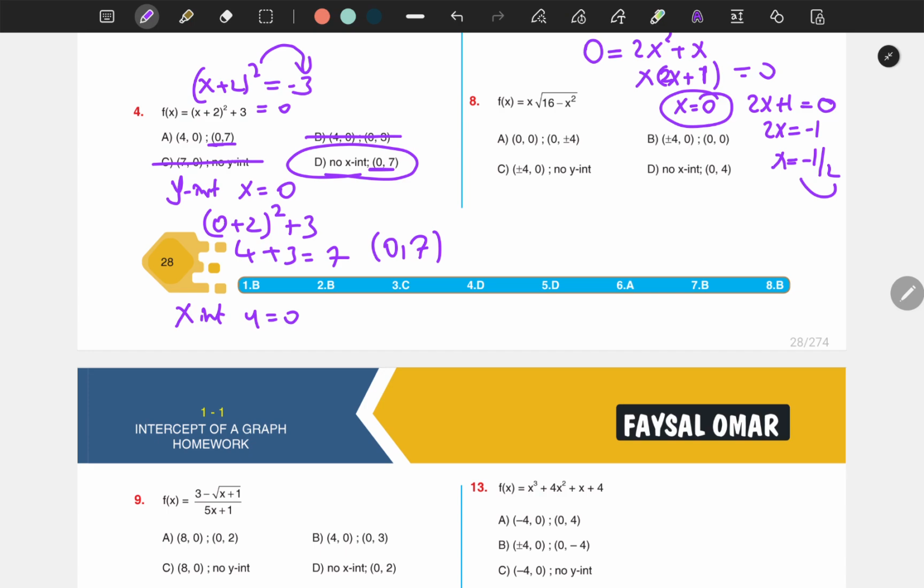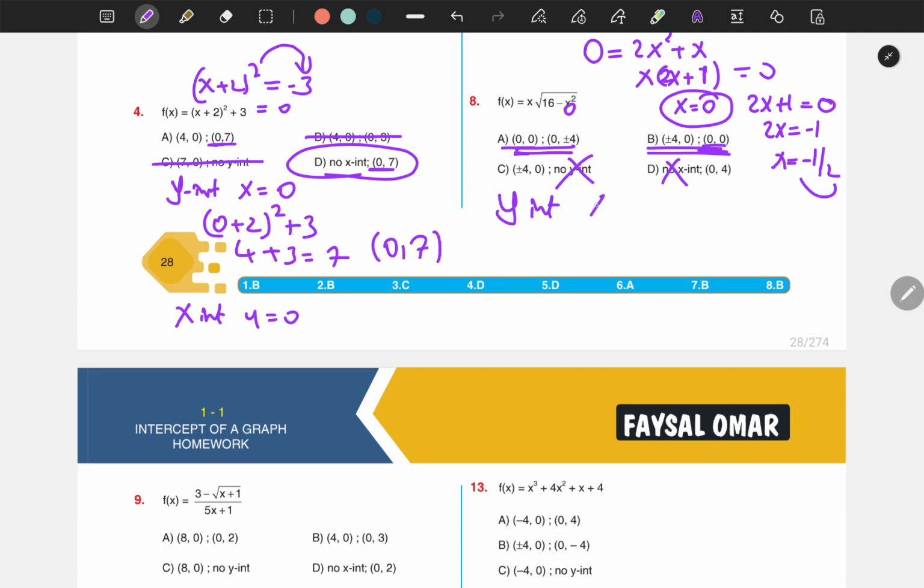Guys, next example. Again, I have to look at the options. Which one has a 0 and 0? Do you know why? This is an easy number. Let me check. If I replace 0, 0 times 0, 0. Yes, it means that A and B are possible answers. So C and D are cancelled. Let me check. So what's left? I found the x-intercept. Now what is the y-intercept?